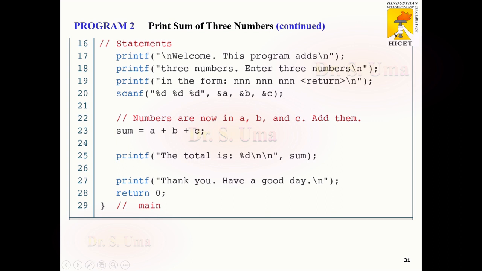After this, we are using a printf statement in order to print the output. The total is %d. This refers to the integer specifier, and two newline characters are given as input to the printf statement in order to provide an aesthetical output. Then we have thank you, have a good day. Then we are having return 0 in order to satisfy the return type of the main function. Close curly brace in order to end the main function definition.